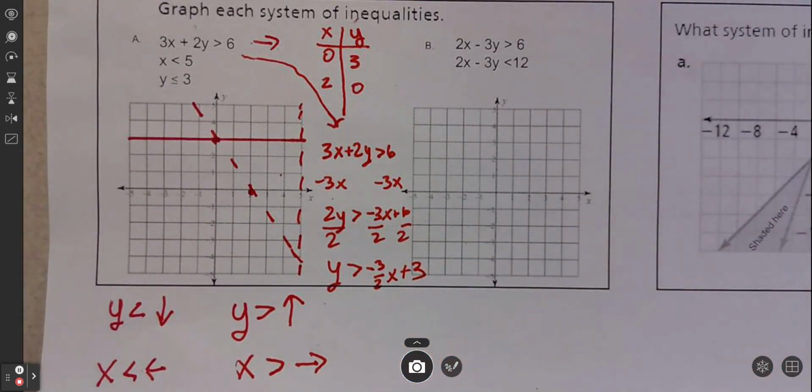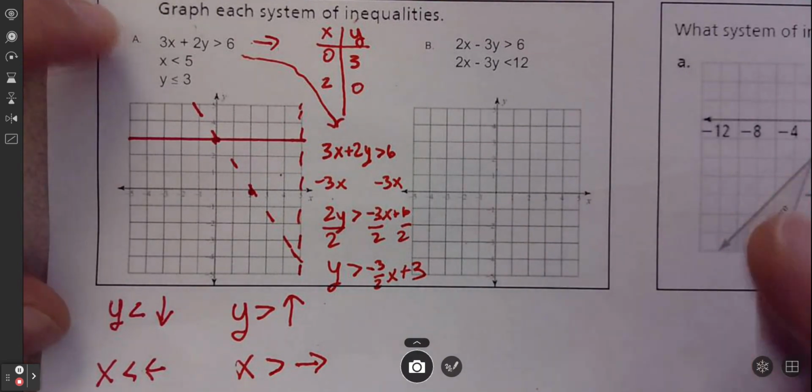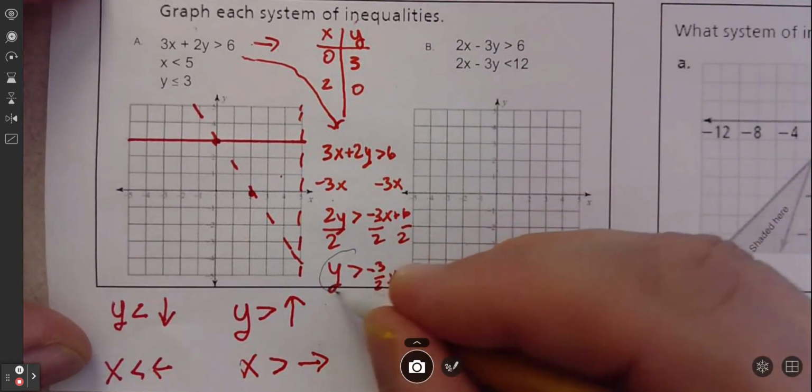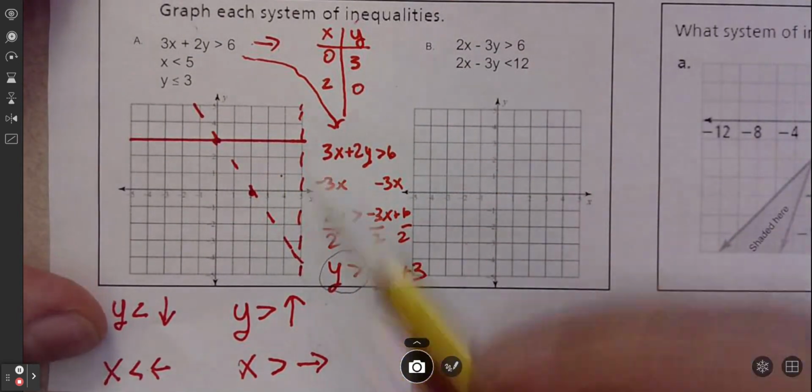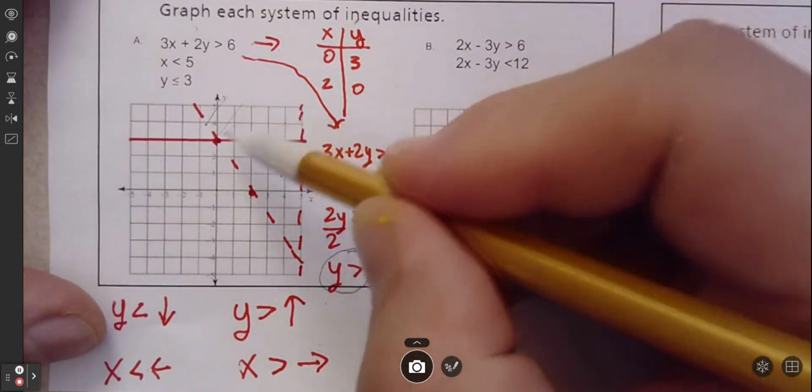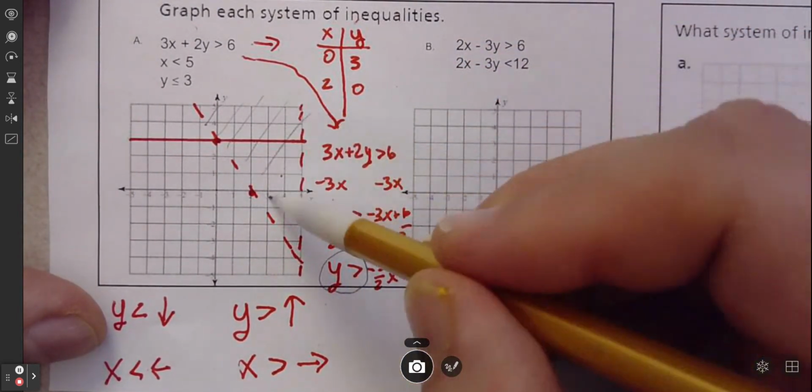So I'm going to take my pencil now, and I'm going to kind of lightly shade the regions that are true. So let's start with the first one. This is a y is greater than. Where should I shade for y is greater than? Above. That is this dotted line. So I'm going to gently shade above that dotted line.